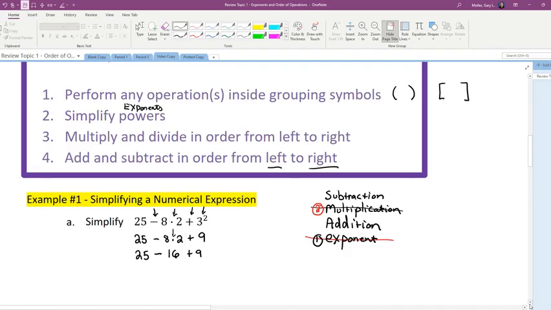So 25 minus 16 will be the first math that I do. And 25 minus 16 is 9. And so that turns into 9. And then I have plus 9 left, and 9 plus 9 is 18.